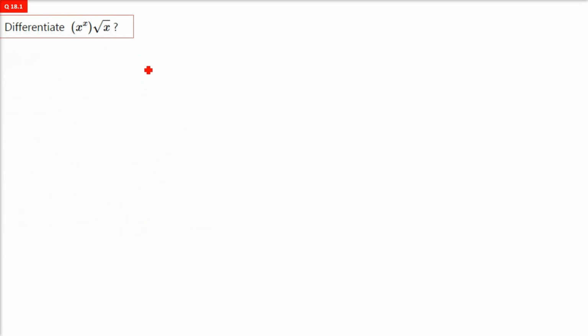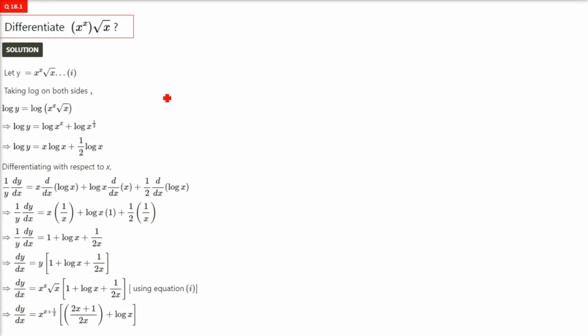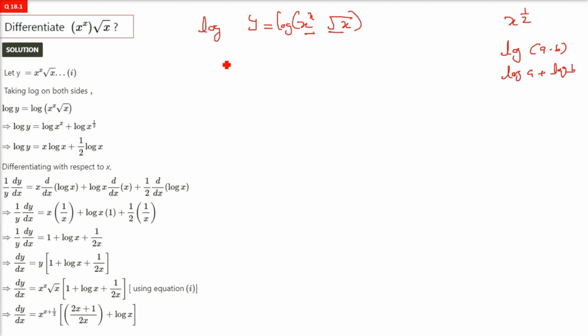Now x to the power x and under root x. So there are two different terms. The power of x will be the key here. So we have y equals x to the power x into under root x. Under root is simply power half. So under root x is x to the power half. When you take log a into b, it will be log a plus log b. So when we take log on both the sides, these are two different terms.